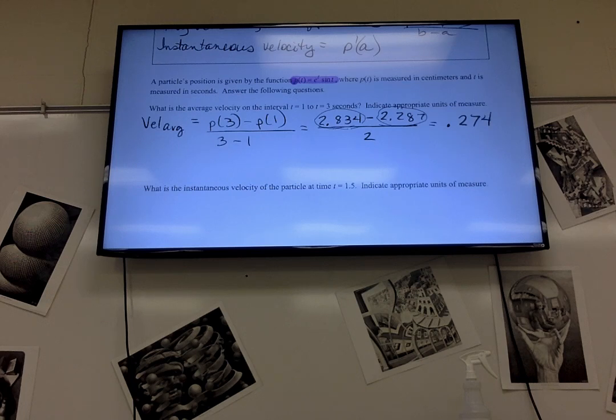Now, indicate appropriate units of measure. Centimeters per second. Very good. On top, P of t was measured in centimeters, and t is measured in seconds. So on top is centimeters, on bottom, that's seconds. So it's centimeters per second. I saw it at the beginning.